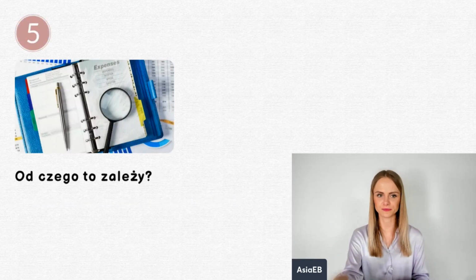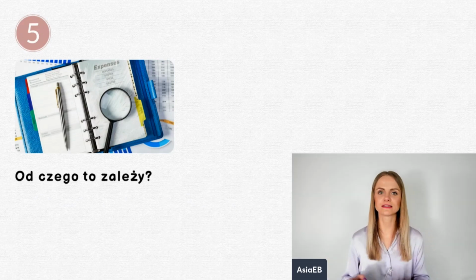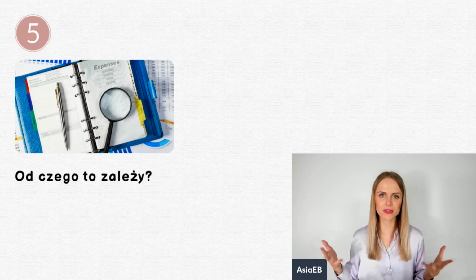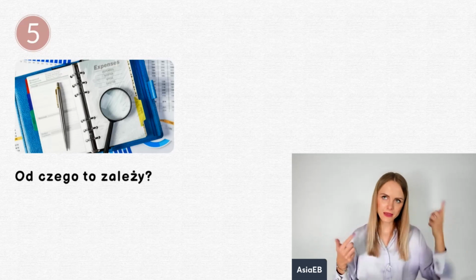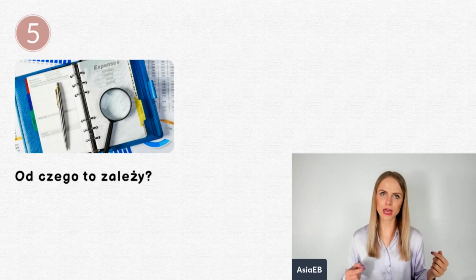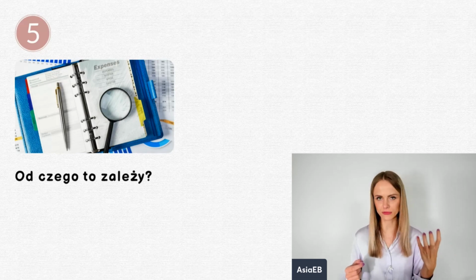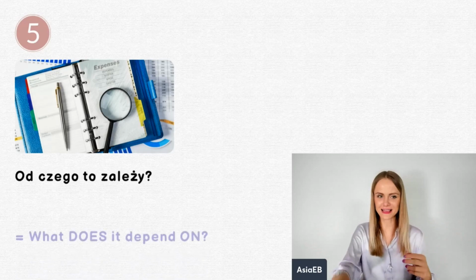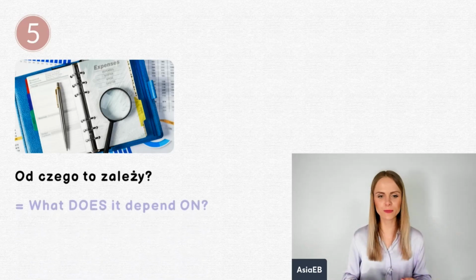Number 5. How would you translate this one? Again, try to think which tense it is. Here we are talking about some general thing, generally, right? So we will use present simple. Then you have to ask yourself, what kind of operator will I use with the present simple tense? Do or does, right? So then, let's have a look. What does it depend on?